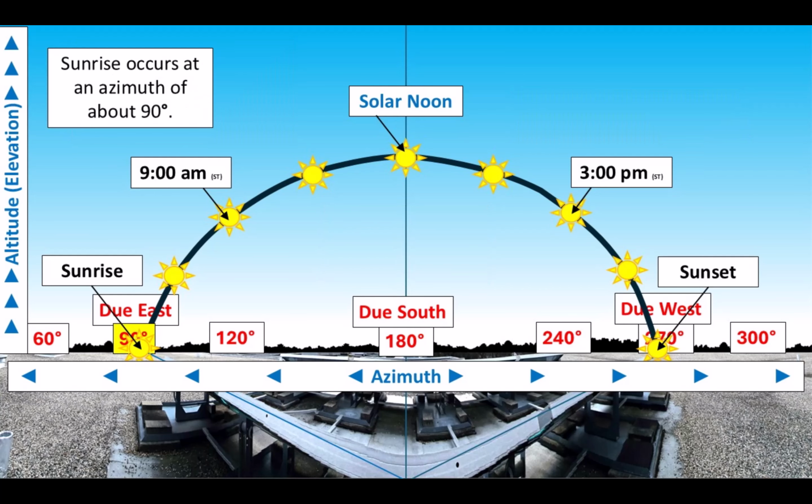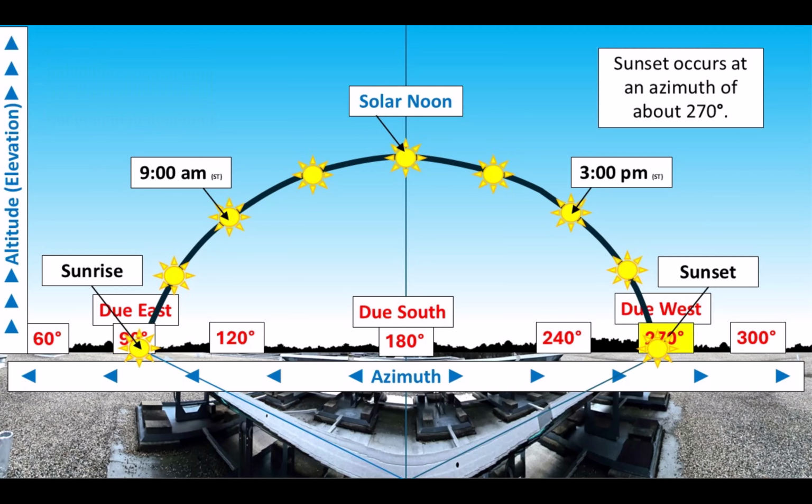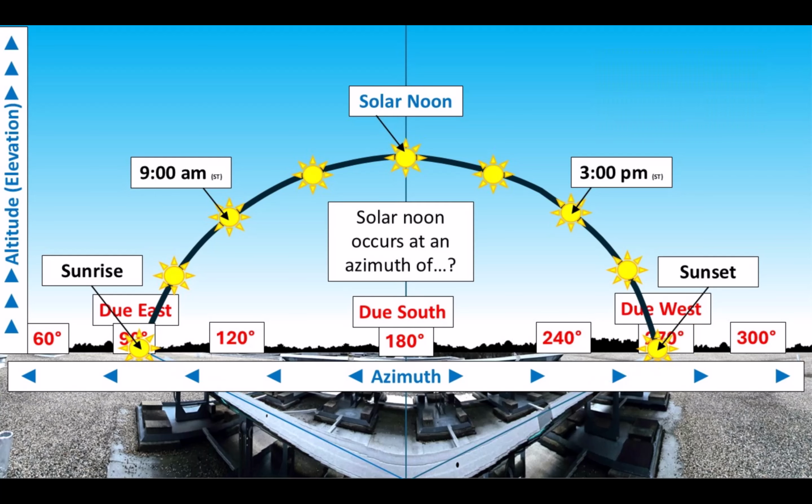Sunrise occurs at an azimuth of about 90 degrees. Sunset occurs at an azimuth of about 270 degrees. Solar noon occurs at an azimuth of 180 degrees.